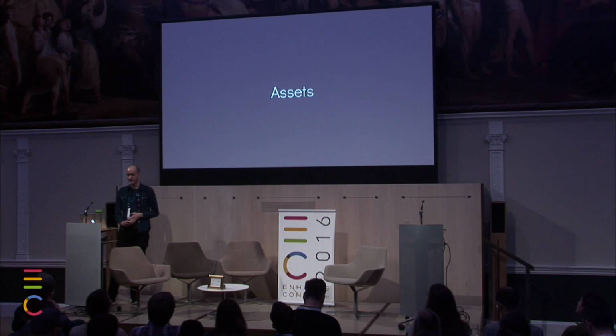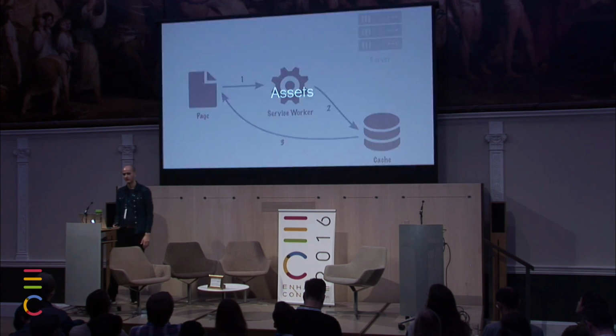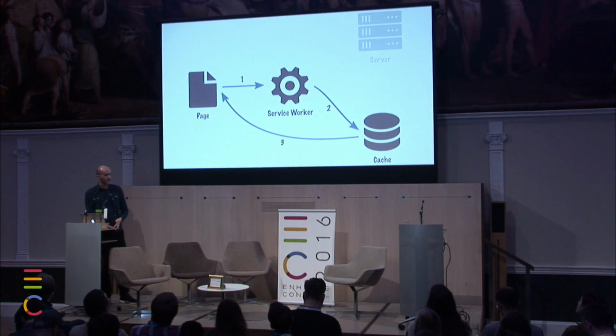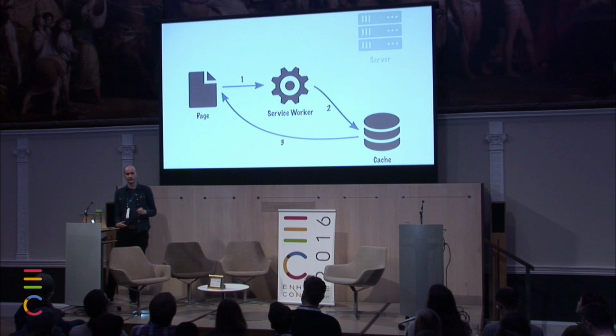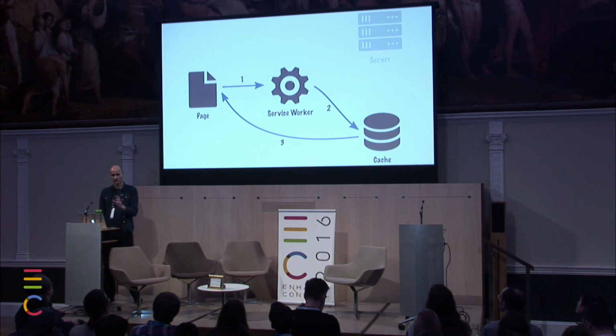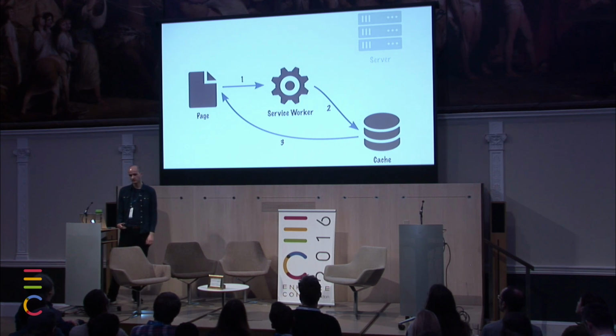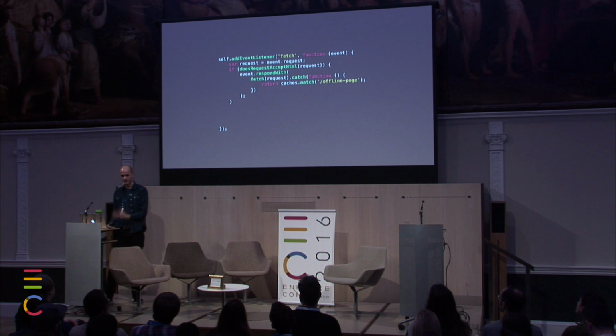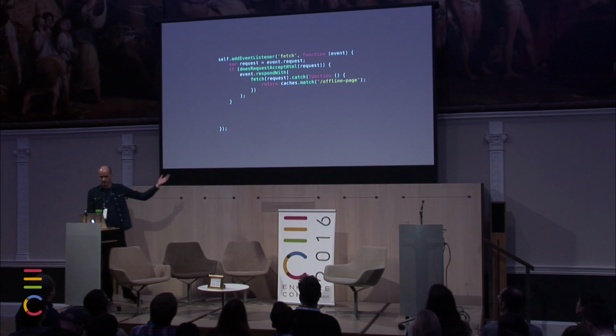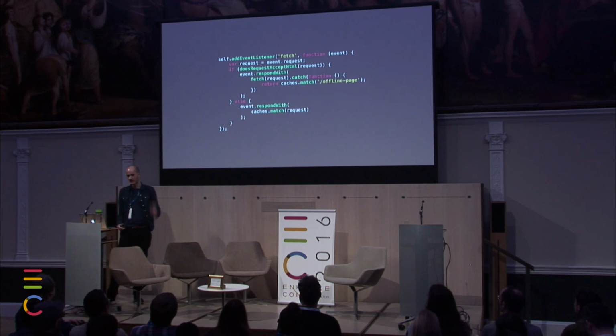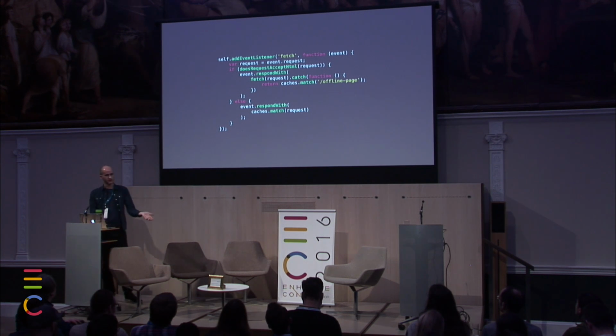As for assets, we need to handle those slightly differently. With assets, because we version them in the URL, that means they're static. So if they're in the cache, we can just serve that. We don't need to go to the network first. How do we do that? Okay, so this is the code we had before. And we'll just say, otherwise, see if it's in the cache.